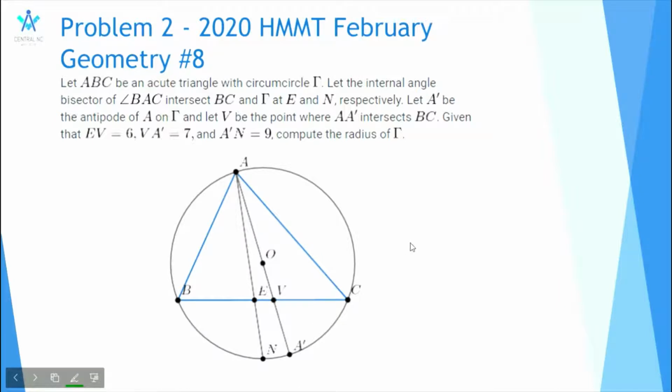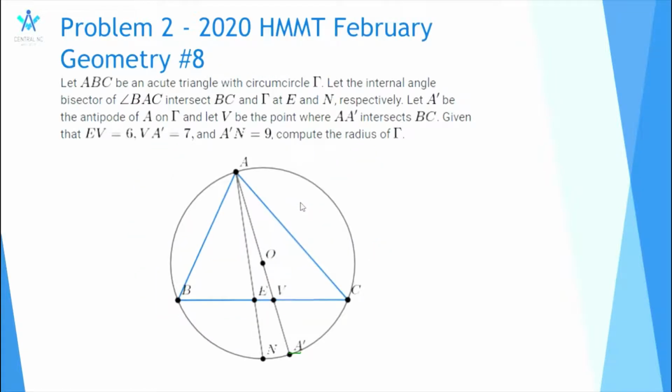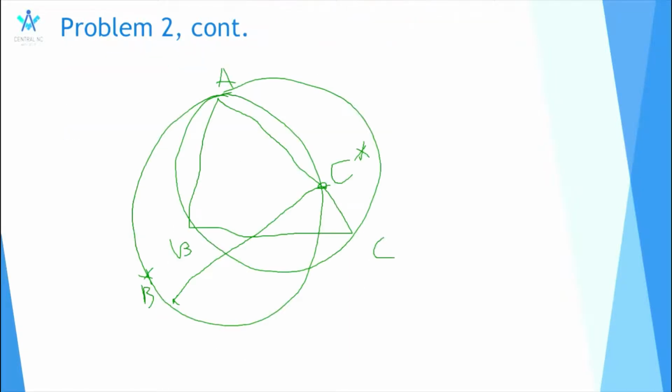Well, first of all, because A prime lies on the circumcircle of ABC, when we invert, it's going to end up on line B prime C prime, because we were inverting through A. So A prime will be somewhere on this line B prime C prime. Let's say A prime prime, okay? So A prime prime should lie somewhere over here.